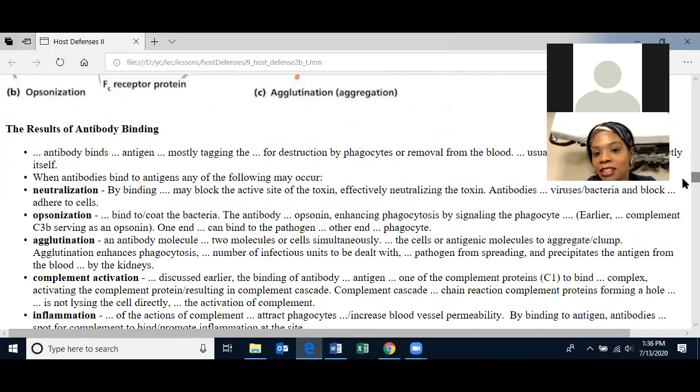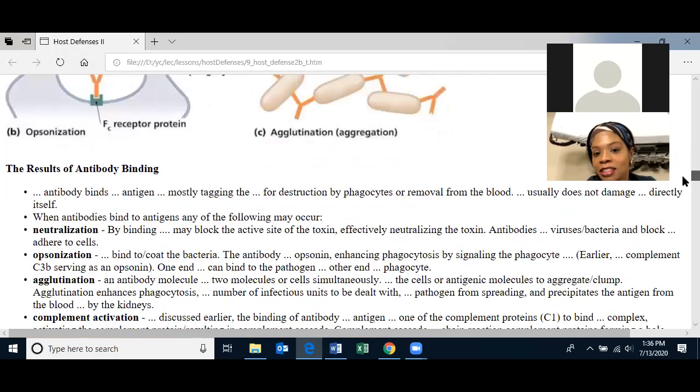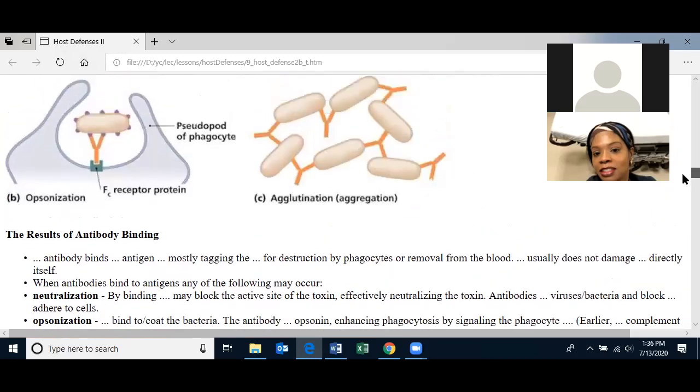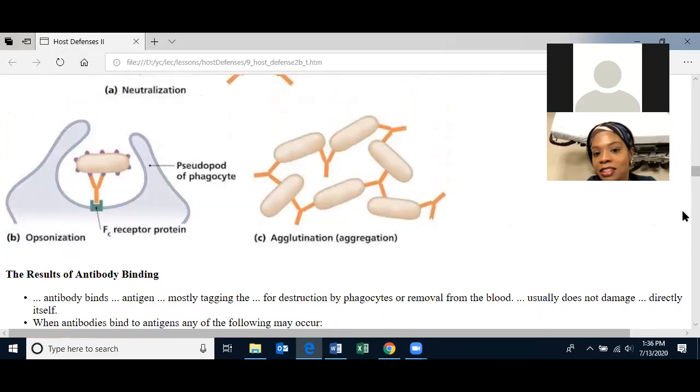The other purpose of an antibody binding to a pathogen is that you can cause agglutination. It's sometimes also called aggregation. If it's involving cells, they use the term agglutination, and if it's non-cellular things, they use the term aggregation. I'm just going to use them as synonymous because I'm not going to separate it out.